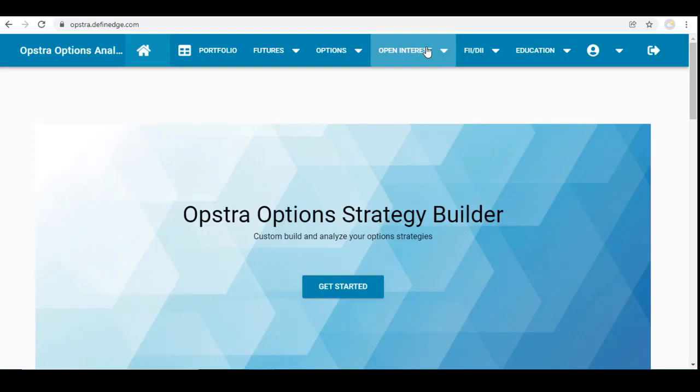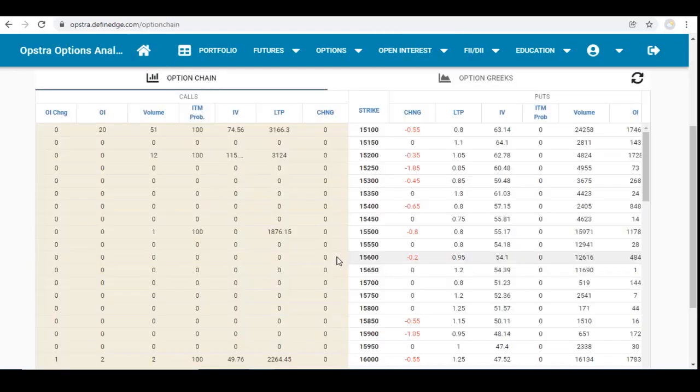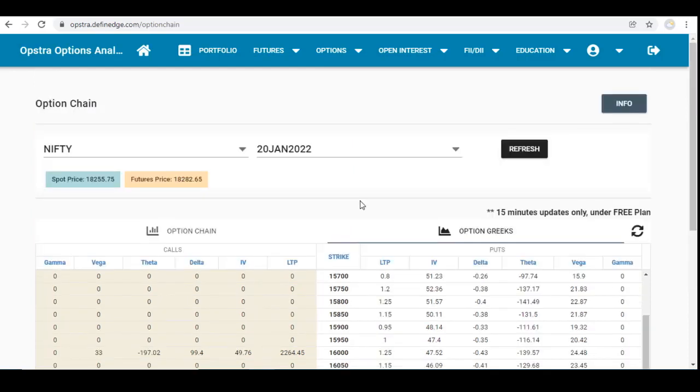It gives all the data similar to the NSE website. Apart from that, there's an option of option Greeks as well. If you click on that, it will give you all the important Greeks for every strike. So these two, Zerodha's Sensibull option chain and Opstra's option chain, are quite useful and free to use. Let me make this disclaimer: neither of these websites are paid promotions. You can use them if you want.